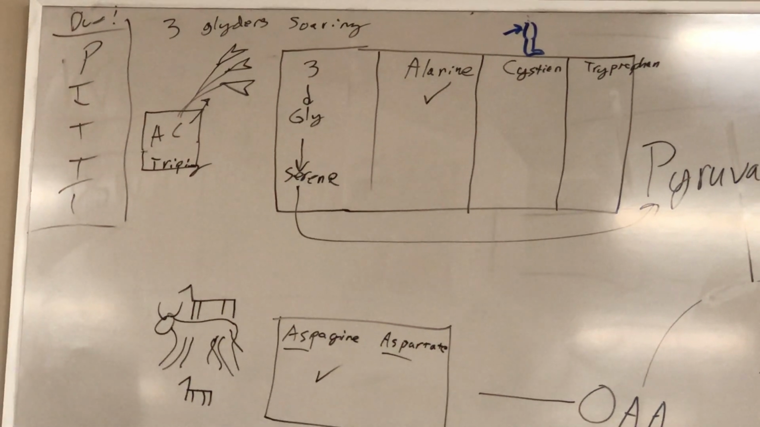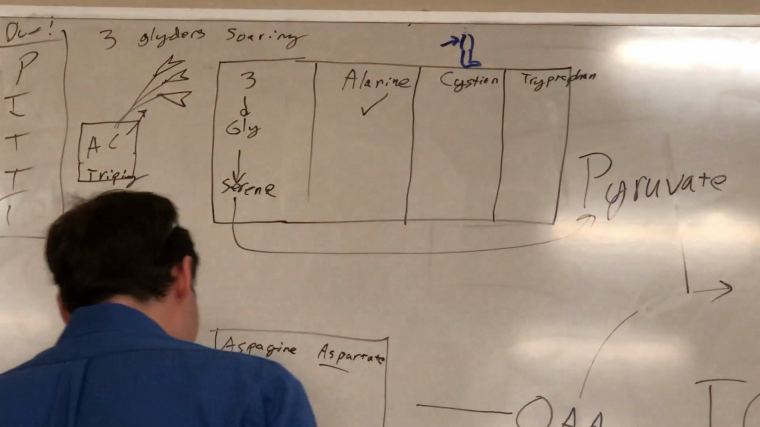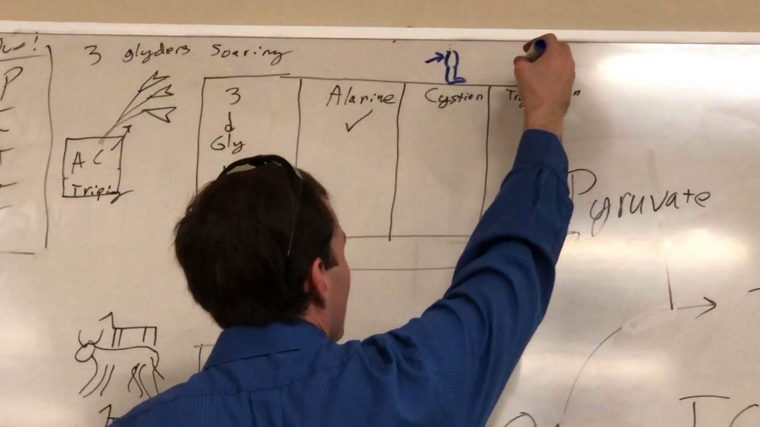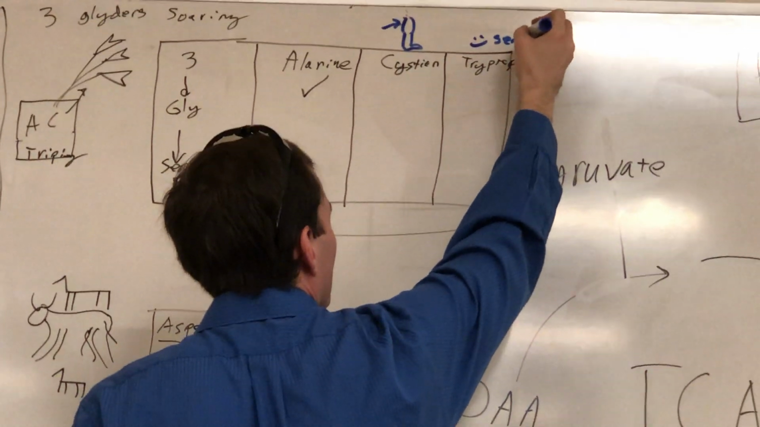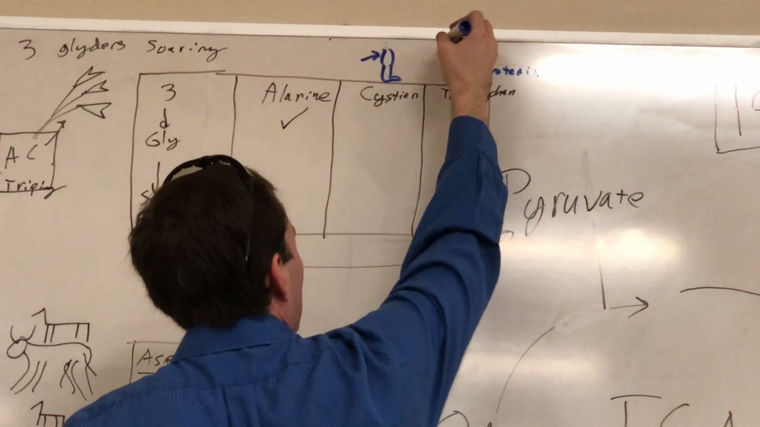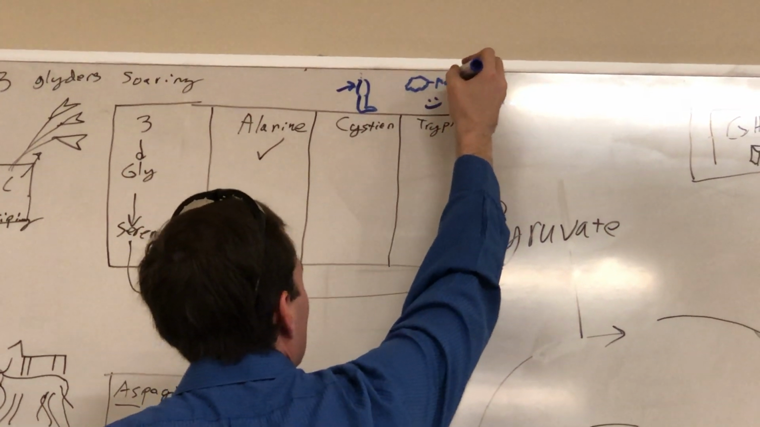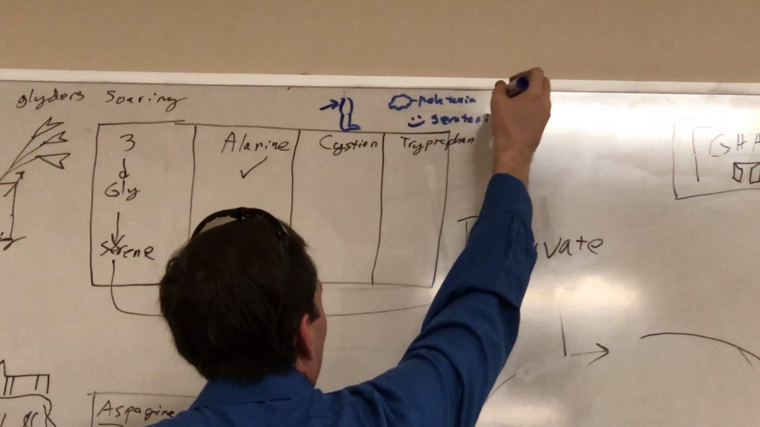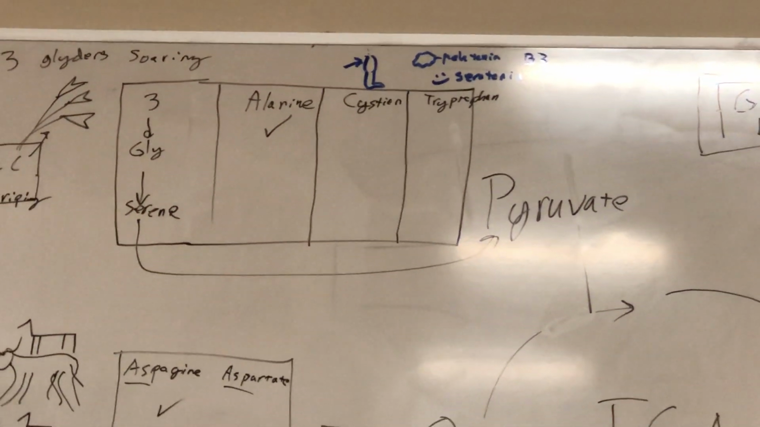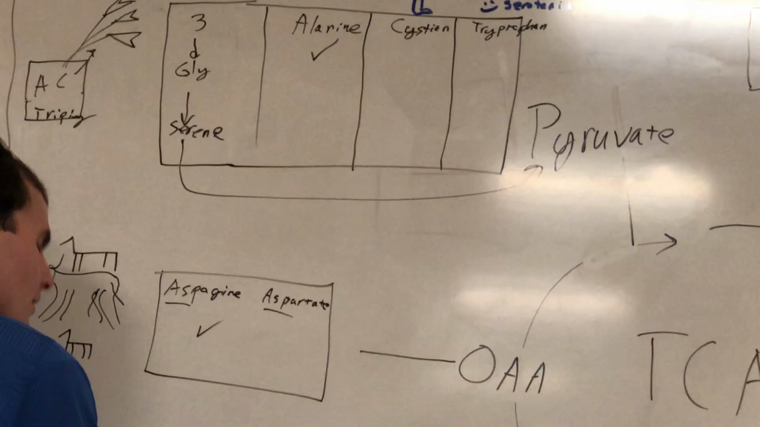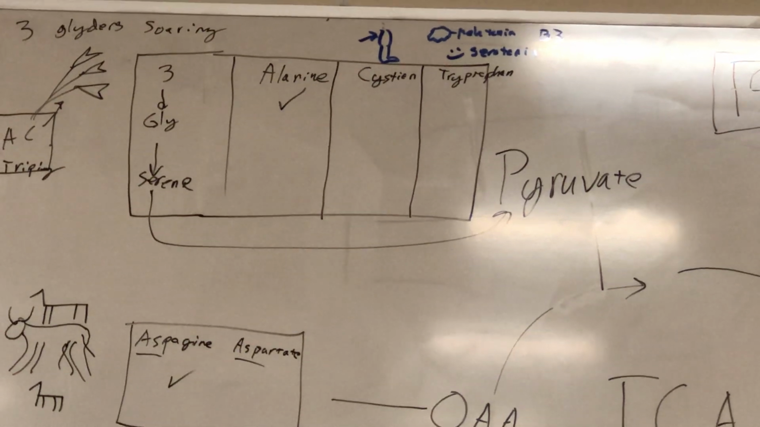And then for tryptophan, for this one I just remember Sweet Dreams, B3. Sweet is for serotonin. Dreams is for the sleep molecule melatonin. And then B3, also known as niacin, or NADH. Sweet Dreams B3. So there you go. That's how I remember the 3 major products of tryptophan, and all of these are coming off of pyruvate.